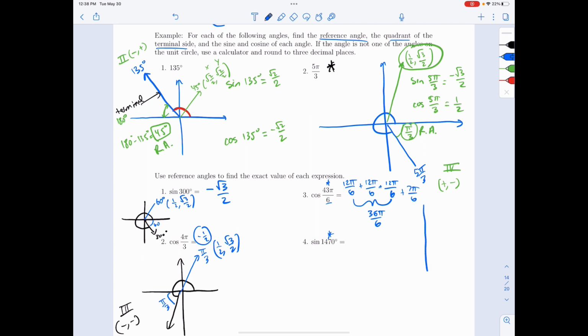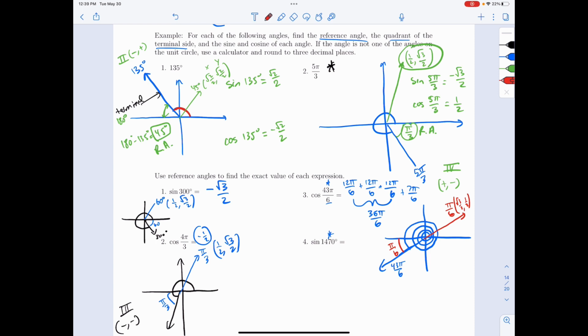So if I was to draw this, I'm going around the circle 3 times. 1, 2, 3. So that gets me 36 pi over 6. And then I need to go 7 pi over 6 farther. So right here. So there's 43 pi over 6. So the reference angle here is this guy right here, pi over 6. So if I think about that in the first quadrant, pi over 6, the coordinates there are root 3 over 2 and 1/2.